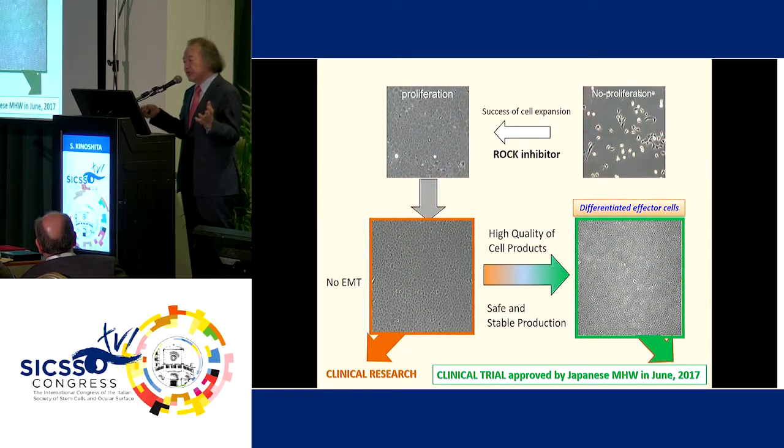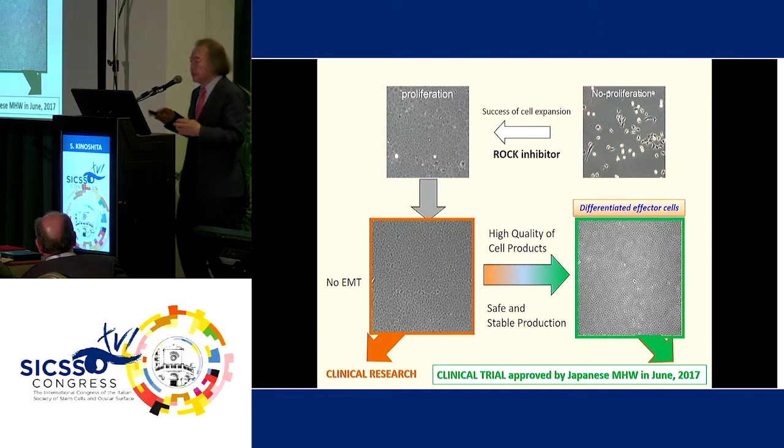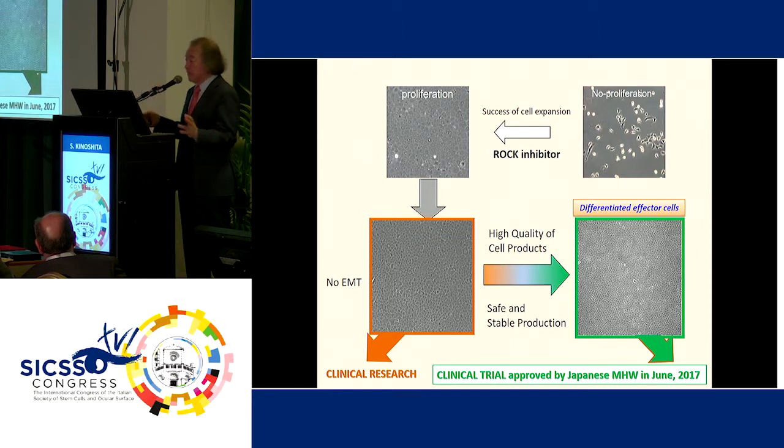And this is a summary of the slides. We started from the endothelial cells, which are very difficult to proliferate, and tried to inhibit EMT using the Rho kinase inhibitor. This is the main compound to promote this procedure, and we succeeded in cell expansion. Then, making some minor modifications, these cultured endothelial cells highlighted in brown don't have any epithelial mesenchymal transition, so they are safe enough to use for clinical research.